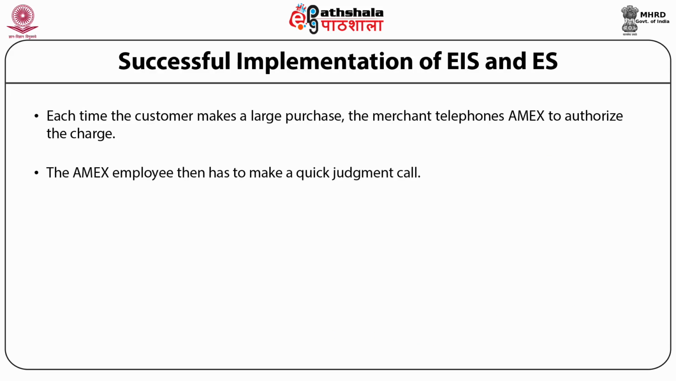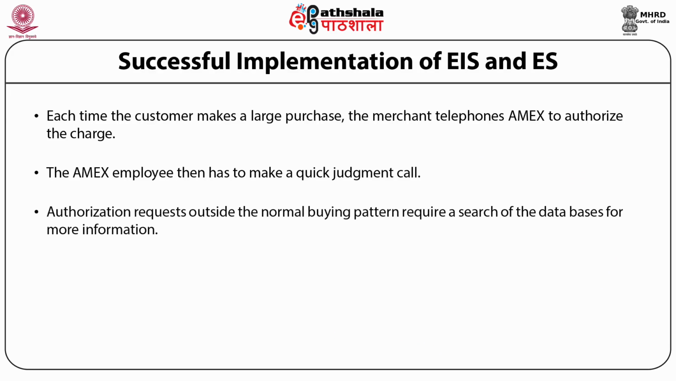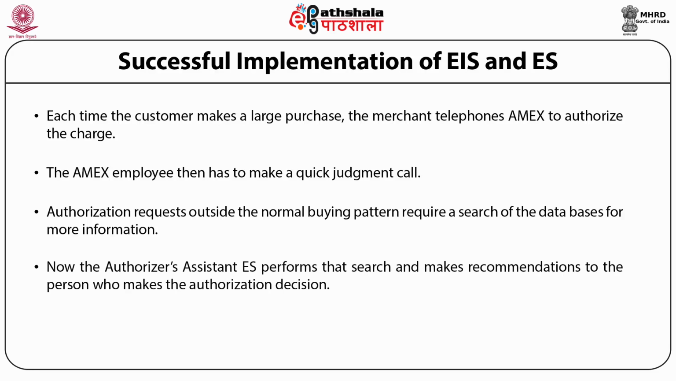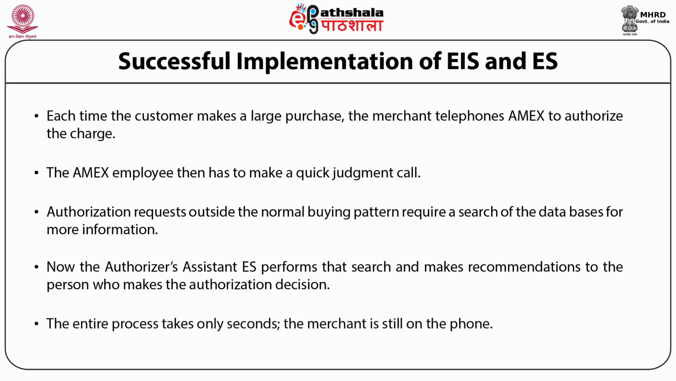The Amex employee has to make a quick judgment call. Authorization requests outside the normal buying pattern require a search of the databases for more information. Now, the authorizer's assistant expert system performs those searches and makes recommendations to the persons who make the authorization decision. This entire process takes only a few seconds, and the merchant is still on the phone.